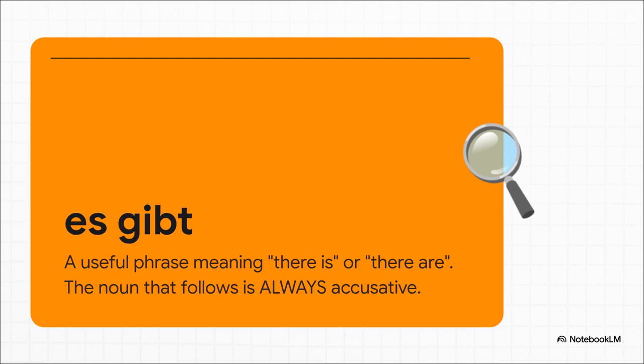Now for a phrase that is a total game changer. Es gibt. It means there is or there are, and it comes with one beautiful, simple rule. Whatever noun comes after es gibt is automatically the direct object, so it is always in the accusative case. No exceptions. It's a fantastic shortcut.